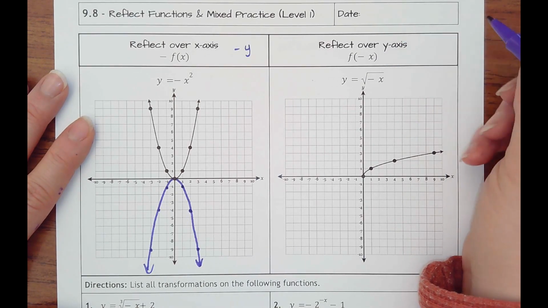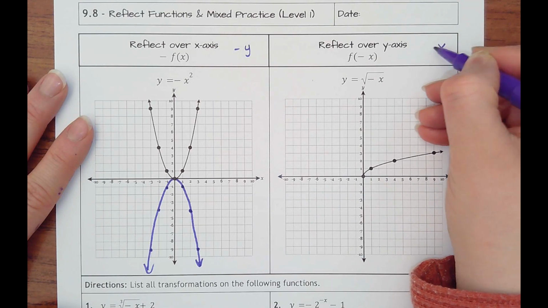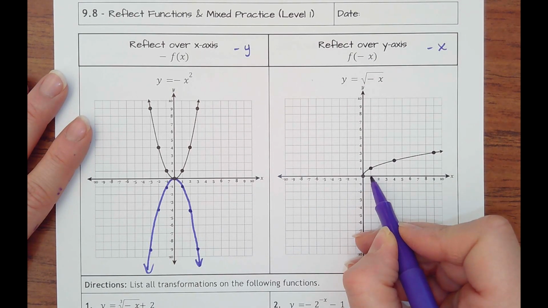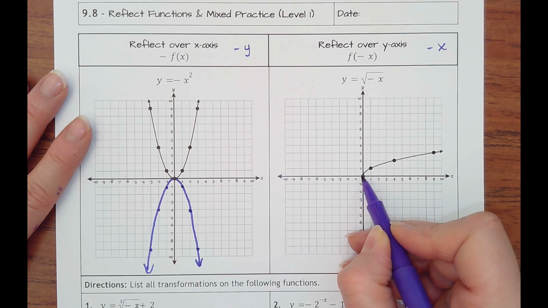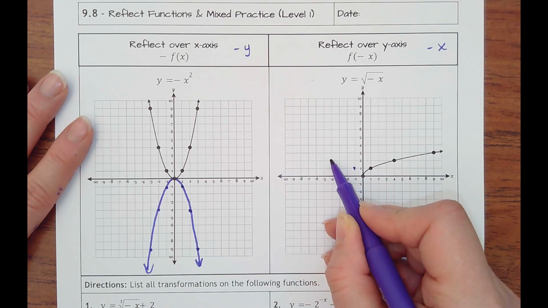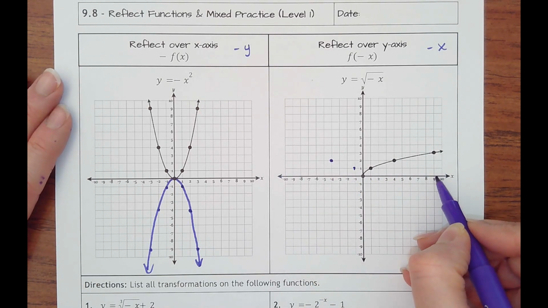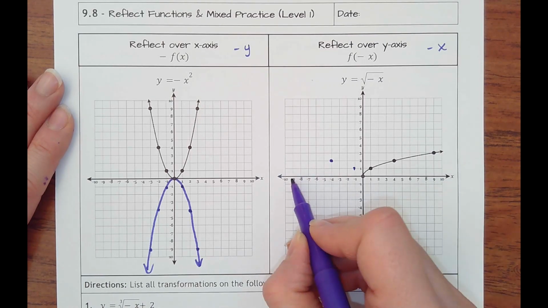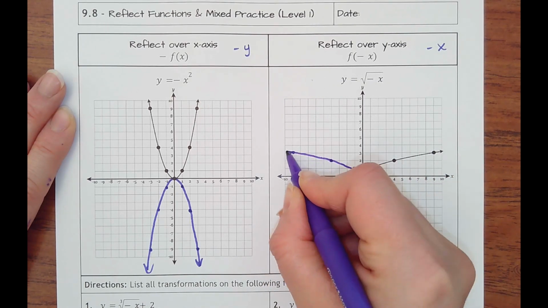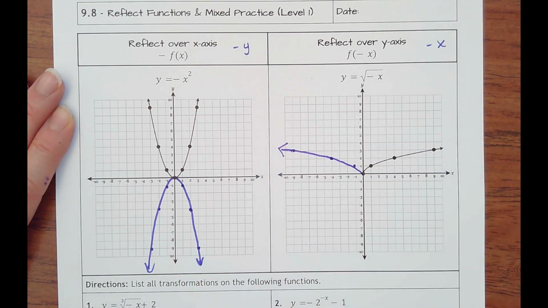So think about making your x's be negative. That would take this point here at 1, 1 and now make it be -1, 1. This point at 4, 2 being at -4, still at 2. This point at 9, 3 being at -9, 3. And you can see that reflection over the y-axis.